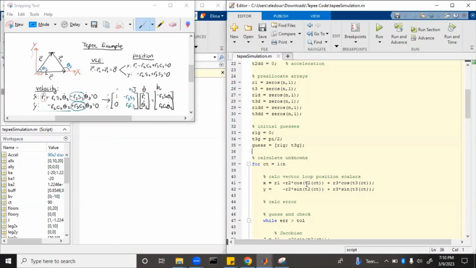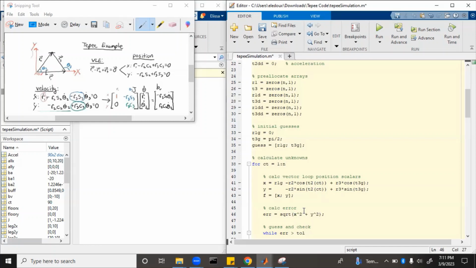So x and y, now we're going to replace these. R1 is going to be R1G. And then T3 is actually going to be T3G because we're using our guesses here. And then we'll define F equals X, Y, column vector. And then the error is going to be the magnitude of X and Y. So like if X and Y are the two sides of a triangle, error is the hypotenuse. So that is the square root of X squared plus Y squared.